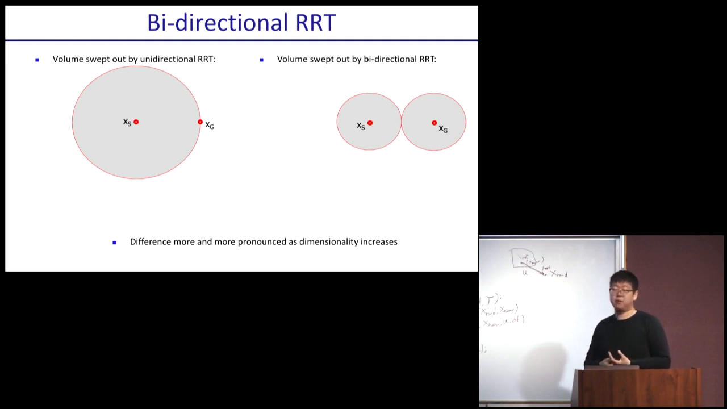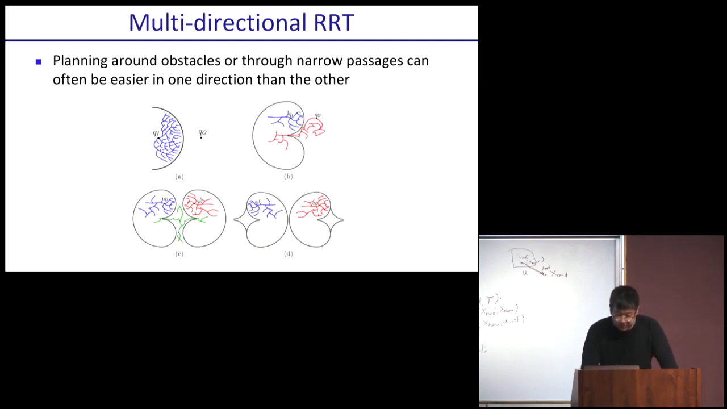The expansion volume is the trick. On the left, the expansion volume is very large, and on the right it is smaller, like two small circles. The area is much smaller than the left side.